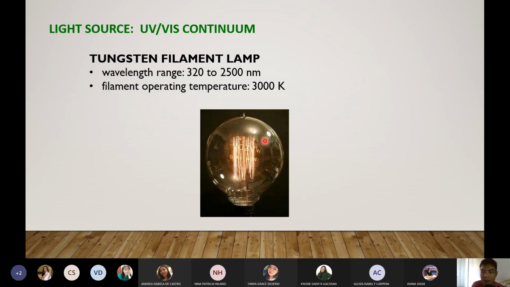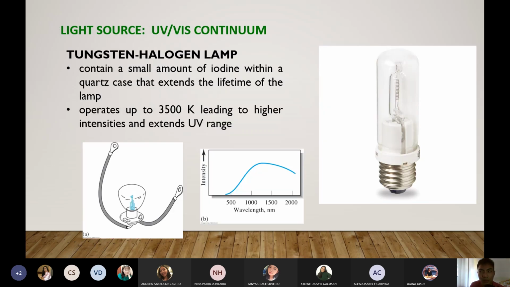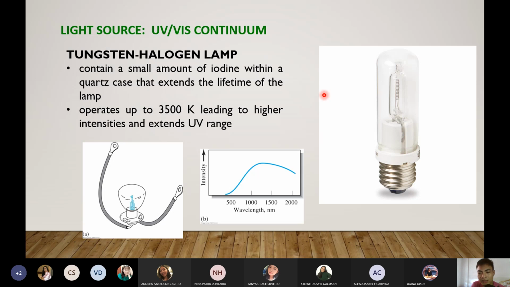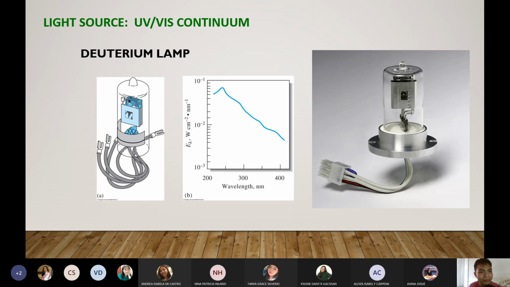Kasi itong tungsten filament lamp, mabilis to masira, no? Okay. Parang bumbilya natin yan, mabilis mapundi, no? So, para hindi yan mapundi agad kasi mahal yan. So, ginawa nila, naglagay sila ng iodine and apparently it prolonged the lifetime of the lamp, no? So, still, same pa rin yung wavelength range, no? And it operates at higher temperatures, no? Kanina kasi 3,000 Kelvin lang. This time, it is 3,500 Kelvin. So, ibig sabihin, pag mas mainit yung kaya niya, mas malakas yung ilaw na kaya niya i-produce, no? Okay? So, mas malakas yung intensity of light that it can produce. Okay? Ayun lang, nilagyan lang ng iodine. Naging improved na siya. Okay?